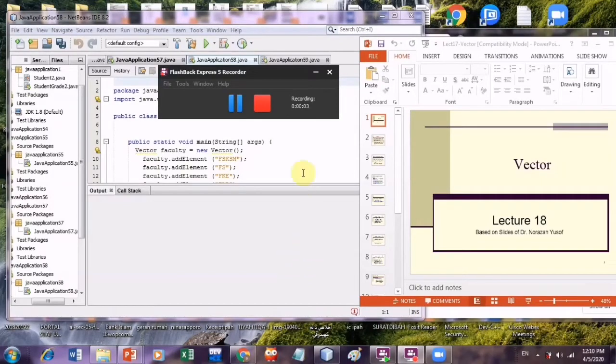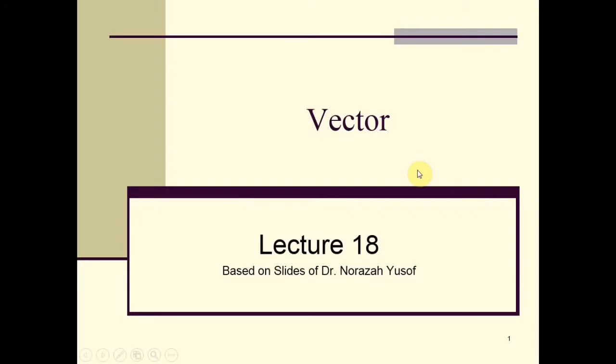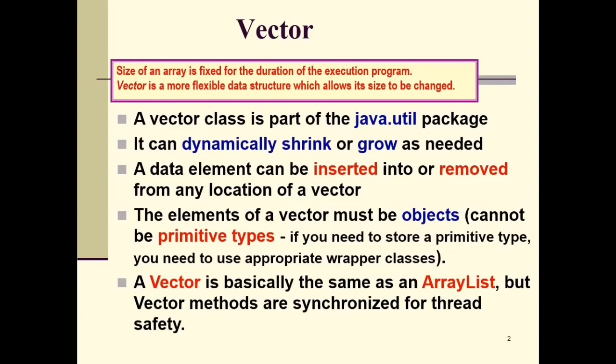Okay, class. Let's continue with the second topic, which is about a vector. Okay, vector. Let's see what it is. What is a vector? As we know before, the size of an array is fixed. Before this, we had an array with fixed size.